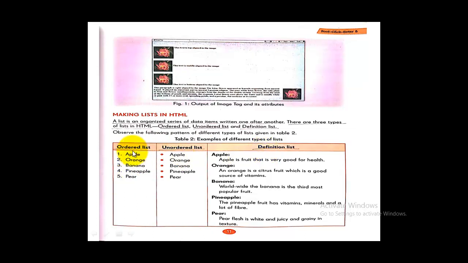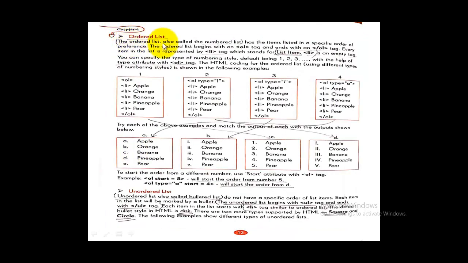Now let's start with the ordered list first. The ordered list is also called the numbered list. It has the items listed in a specified order of preference. The ordered list begins with an OL tag. OL means what? O for ordered and L for list. The ordered list will begin with the OL tag and end with a / OL tag. That is the closing tag of the ordered list. If this / is there, this is the closing tag.